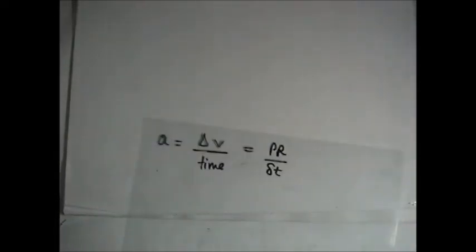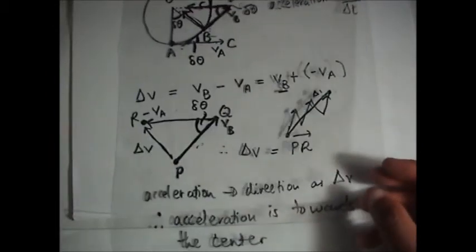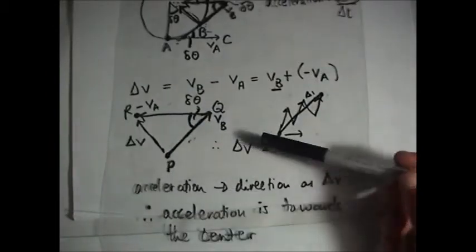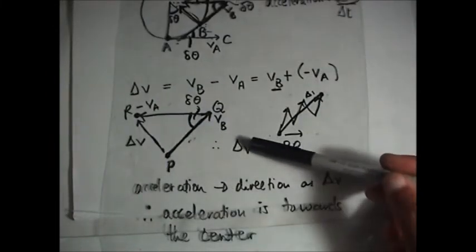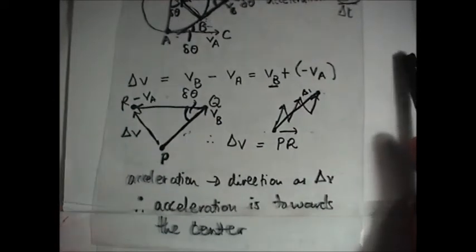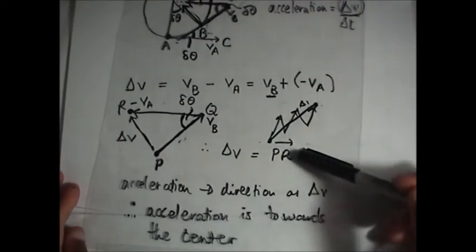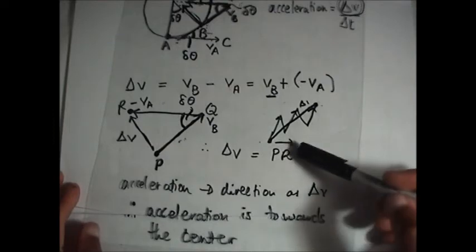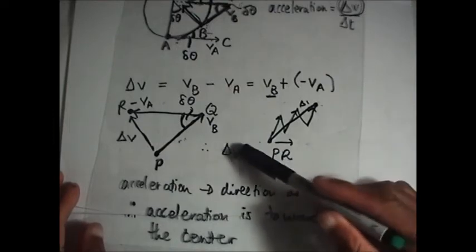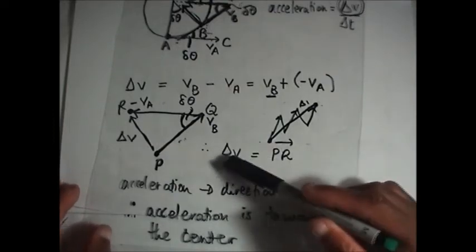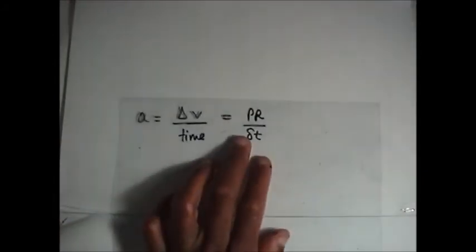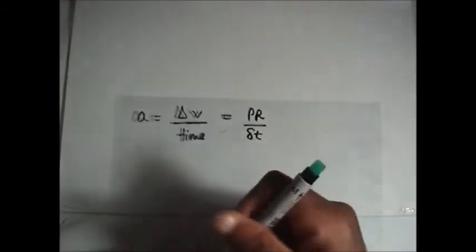Sorry, wrong slide. I want to take the original slide that we had. Our acceleration is going to be PR over delta t, because we said PR is equal to delta V. So here we have delta V is equal to PR over delta t.